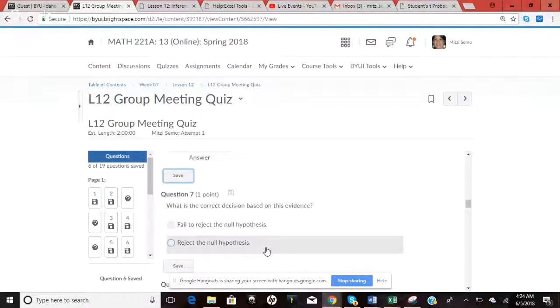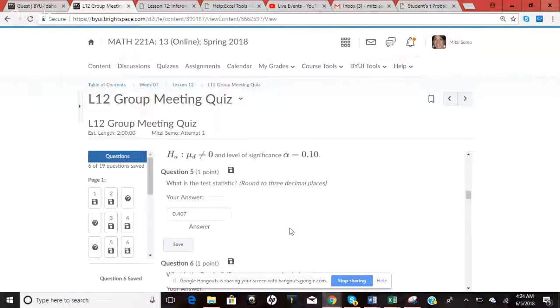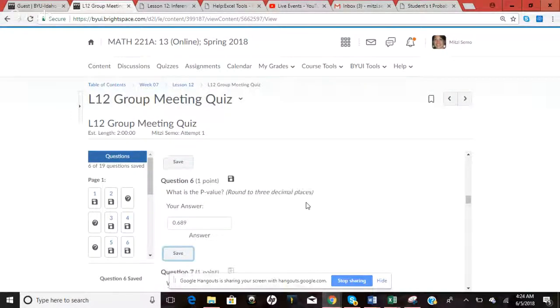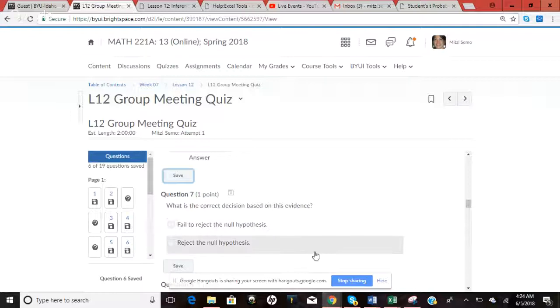What is the correct decision based on evidence? And we said that the level of significance is 0.1. So the p-value is greater, and we said that we were going to fail to reject the null. Reject the null if the p-value is less than alpha; if not, don't reject. Okay, so fail to reject the null.